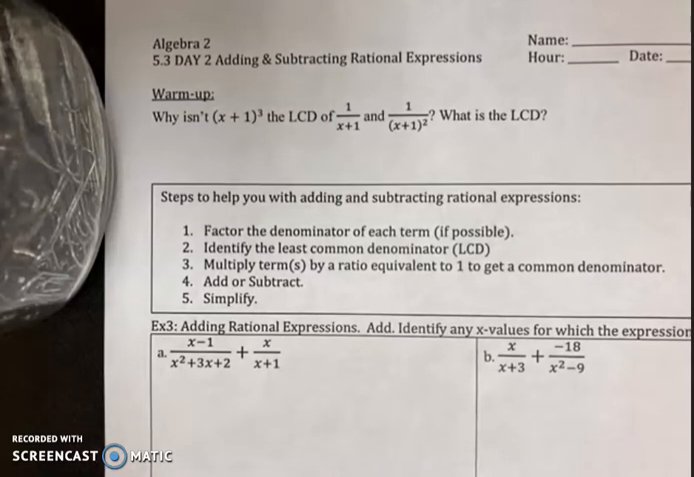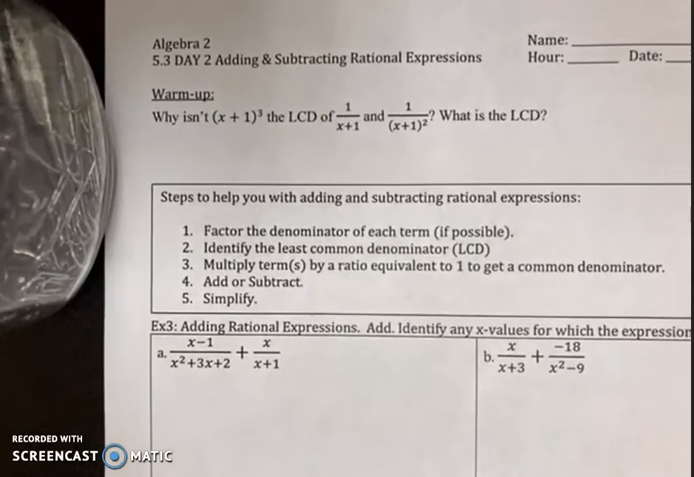Today's day 2 of adding and subtracting rational expressions. I'd like to start with a little warm-up problem. It's asking, why isn't x plus 1 cubed the least common denominator of 1 over x plus 1 and 1 over x plus 1 squared? And what really is the least common denominator?